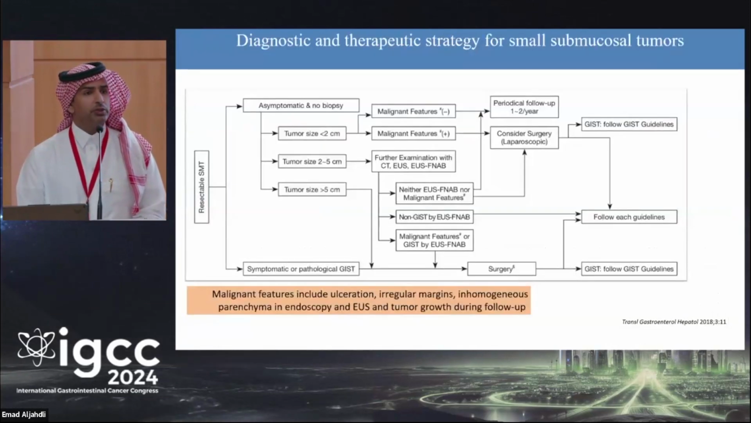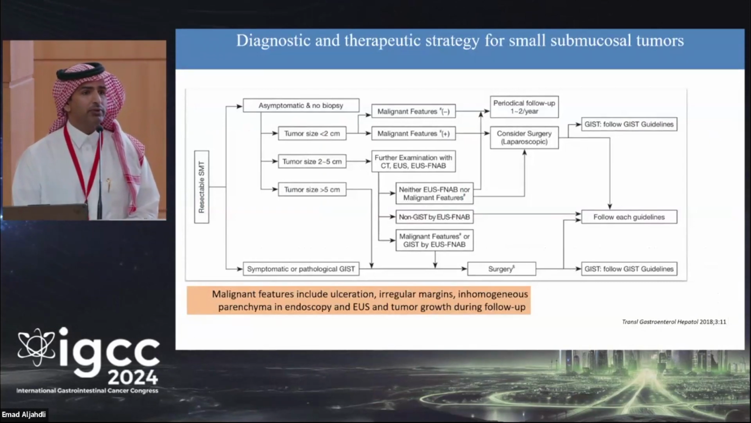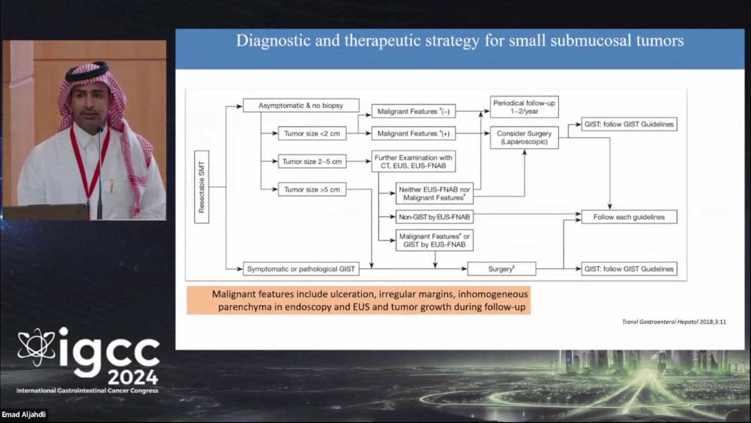So you find a lesion which you think is resectable. First, if it's symptomatic, there is no discussion, it has to be resected. But for patients who are asymptomatic, you have to check the size and do a thorough assessment using endoscopic ultrasound to decide on malignant features.